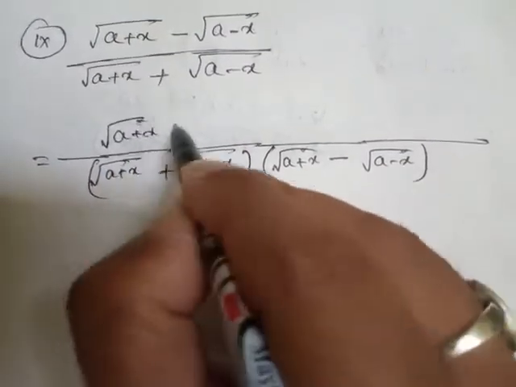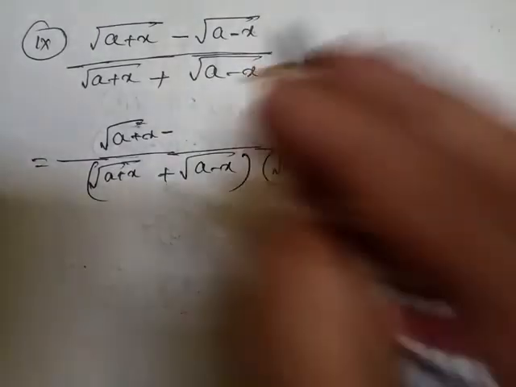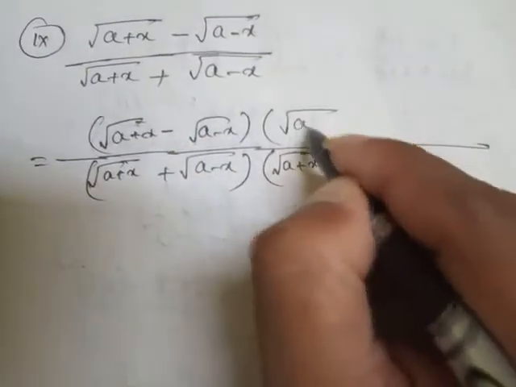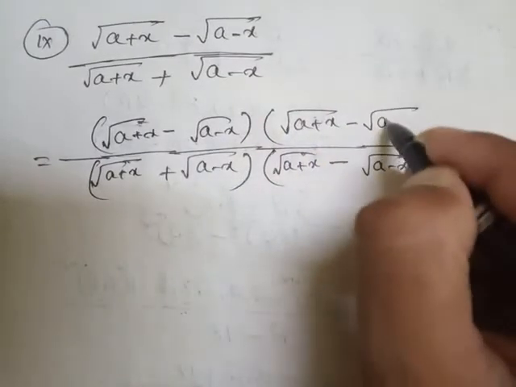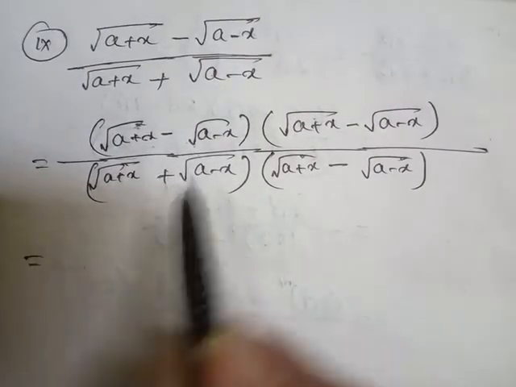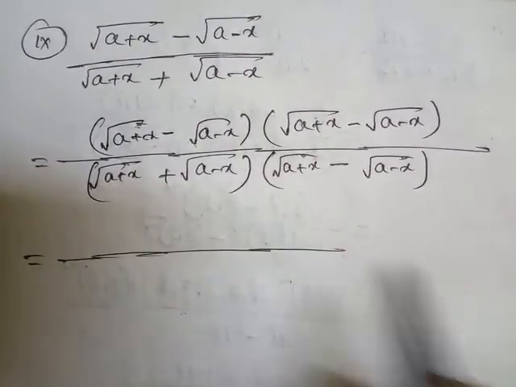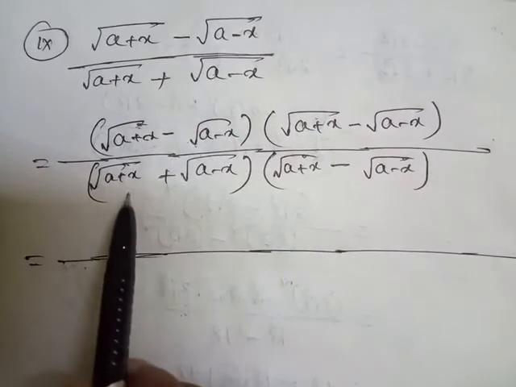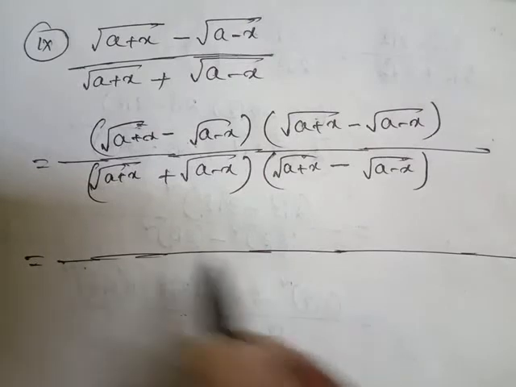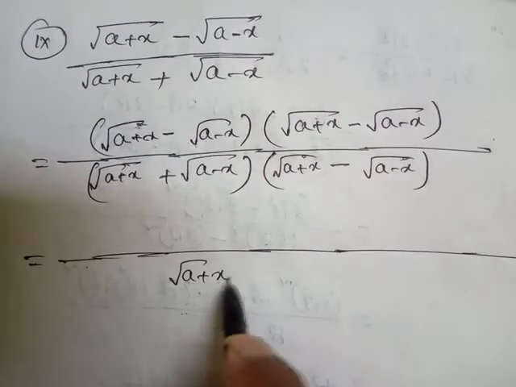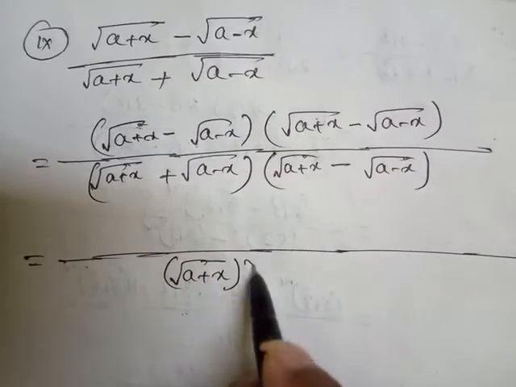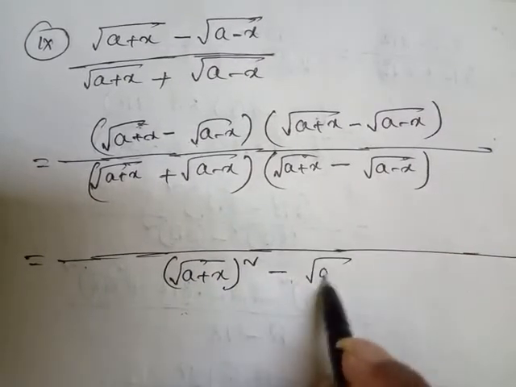Here is root a plus x minus root a minus x, and root a plus x minus root a minus x. Now look, just after that, here it is (a plus b)(a minus b), so we can apply the formula a square minus b square.